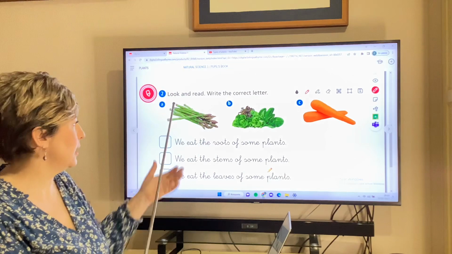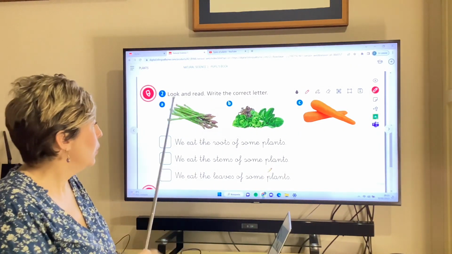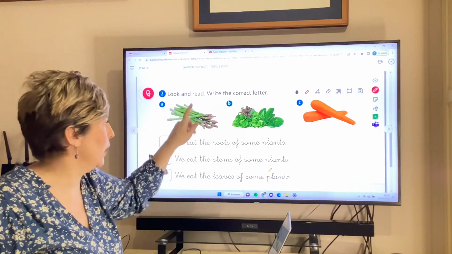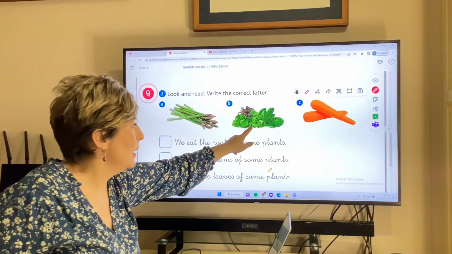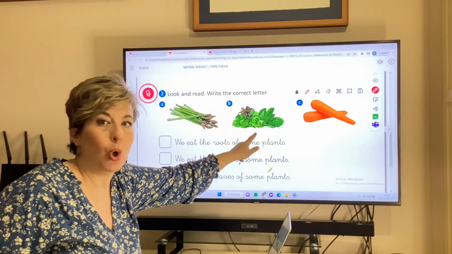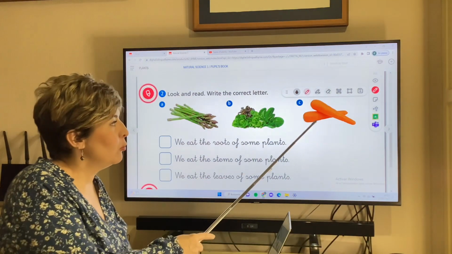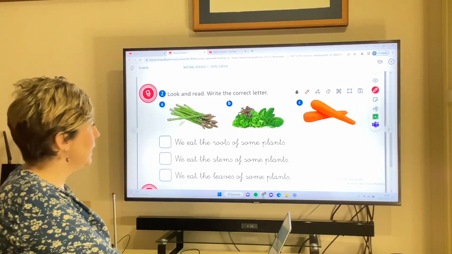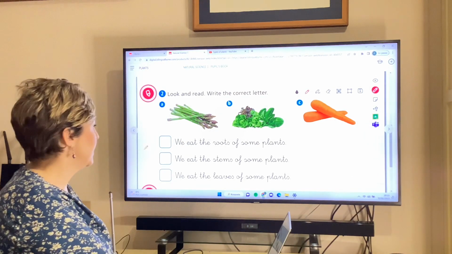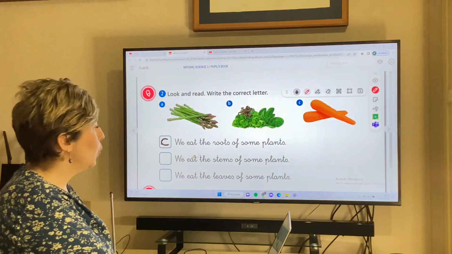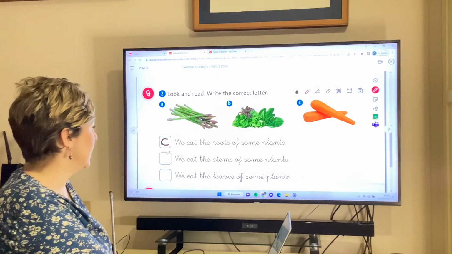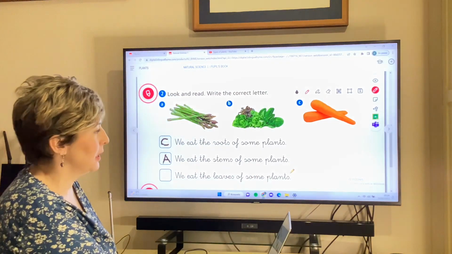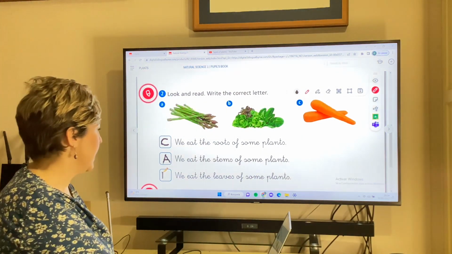Okay? Now look at these 3 plants. What part of the plant is this? Is this the root, the stem, the leaves, or the flower? The stem. The root, the stem, the leaves, or the flower? The leaves. The root, the stem, the leaves, or the flower? The roots. So we eat the roots of some plants is letter C. We eat the stems of some plants is letter A. We eat the leaves of some plants is letter B.